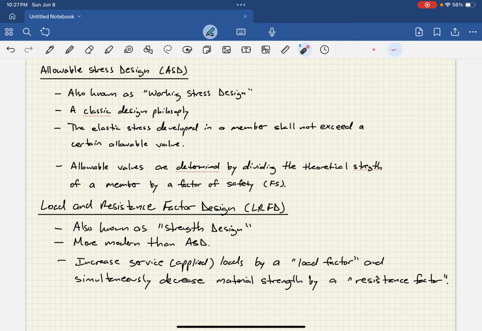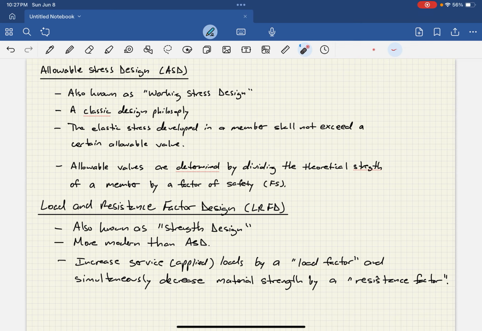Basically, the way it works is we increase those service loads, those applied loads like dead, live, wind, seismic, earthquake, etc., by a load factor, and then we simultaneously decrease material strength by a resistance factor. So you take the strength of the material that you're going to use to design and ultimately build the structure, and you reduce its strength by some resistance factor. Resistance factors are typically less than 1, and load factors are typically greater than 1.